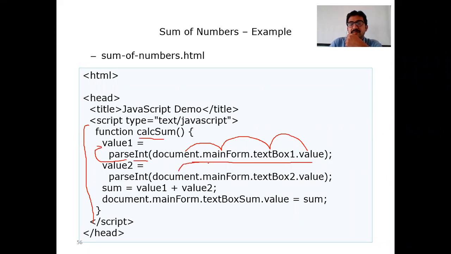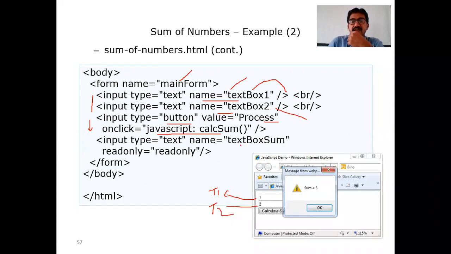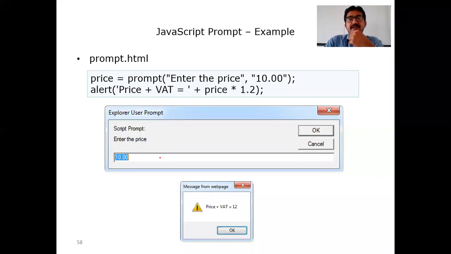So from the HTML, in the form mainform, in the field textbox2, that value is converted into an integer and stored. If you are giving 1 and 2, sum equal to 1 plus 2, that is 3, it will be stored. And it has to be displayed somewhere, right? So where is it displayed? document.mainform.textboxsum.value. In the main form, here is the text box sum. At this position, it will display the sum of these two numbers, which is 3. That is how we can call one after the other.